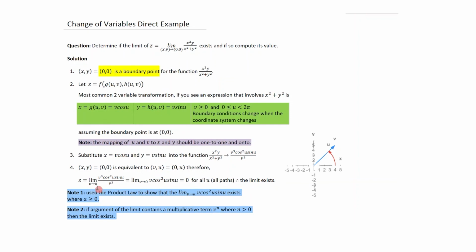All right, so after the simplification, we end up with the fact that the limit of v approaching 0, which corresponds to the origin, of v cos squared u sine u will be equal to 0 for all paths.